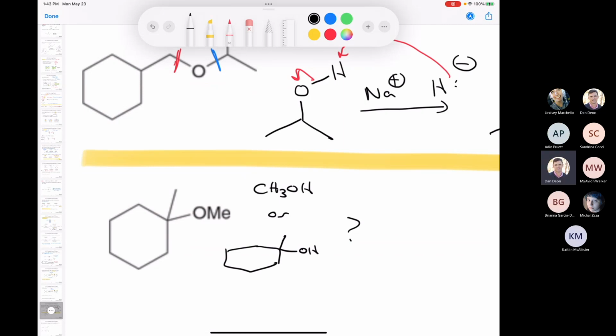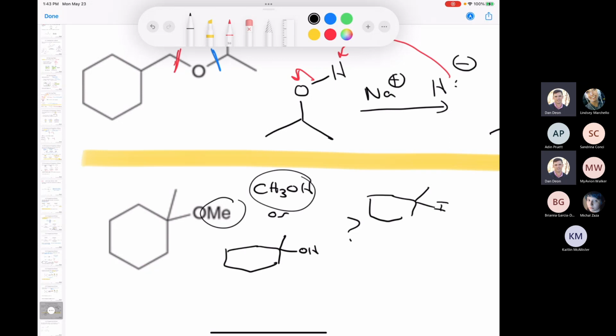The tertiary? Yeah, that's what I would pick. Yeah, absolutely, right? Because then you're going to have methyl iodide as your electrophile, which is going to work just perfect for an SN2. If you had chosen methanol, then you'd have to have all of this as your alkyl halide. I mean, that's tertiary. That's impossible. That will not work at all. That will only give you E2.